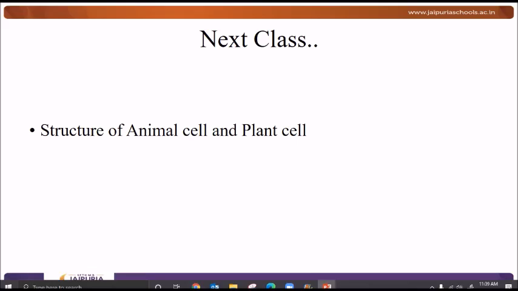We have this knowledge today, but ever wondered how all this was actually discovered? So students, this is the end of our today's class in which we discussed the variation in shapes and sizes of cells. I hope you will understand the topic clearly. Now in next class we will discuss the structure of animal cell and plant cell.